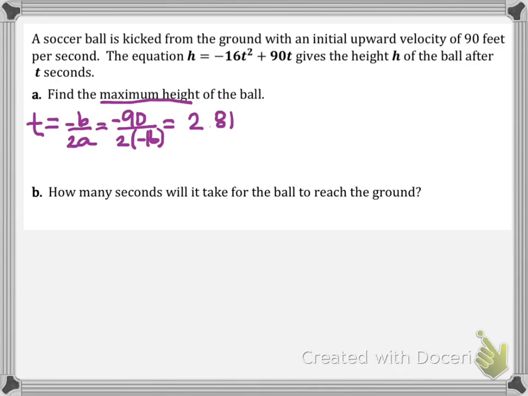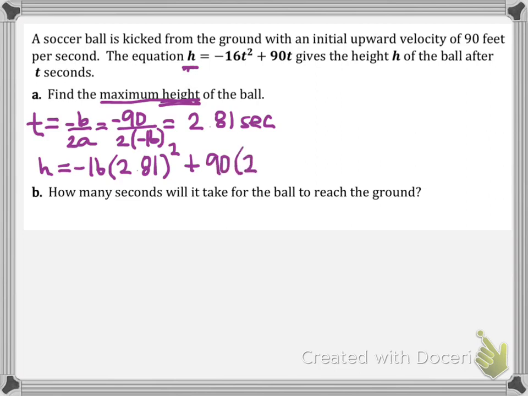It asks for the maximum height, okay? Didn't ask for the time, it says the maximum height. So then that means I'm going to plug 2.8 seconds in to find my height. Okay, so I'm going to have -16 times 2.81 squared plus 90 times 2.81. I want to put this in my calculator. You square first, multiply by negative 16, then add 90 times your 2.81, and you get 126.56 feet.